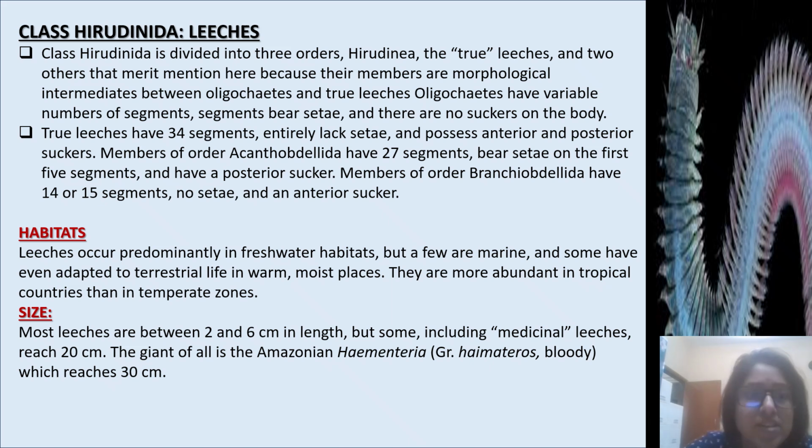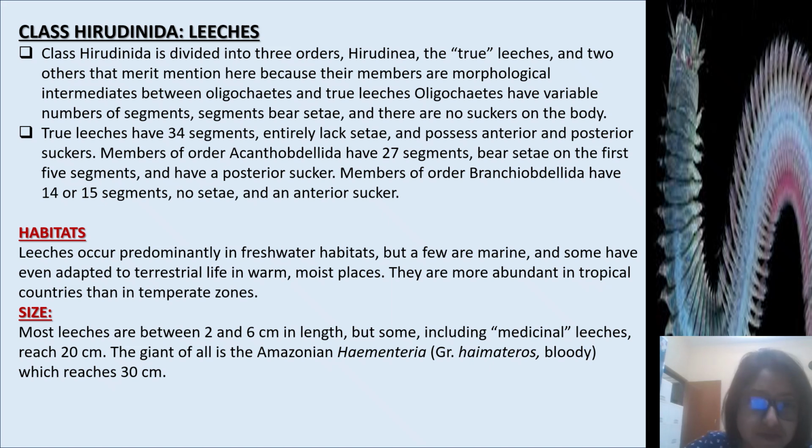Class Hirudinea is divided into three orders: Hirudinia, the true leeches, and two others that merit mention here because their members are morphological intermediates between oligochaetes and true leeches. Oligochaetes have a variable number of segments, segments bear setae, and there are no suckers on the body. True leeches have 34 segments, entirely lack setae, and possess anterior and posterior suckers.